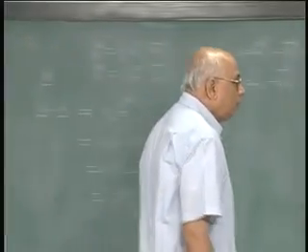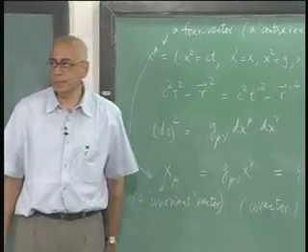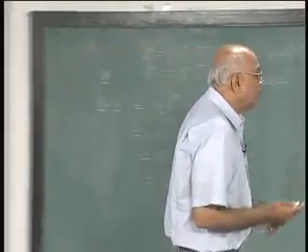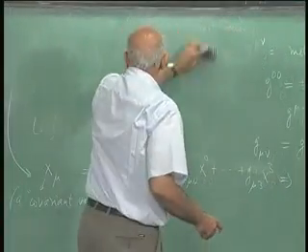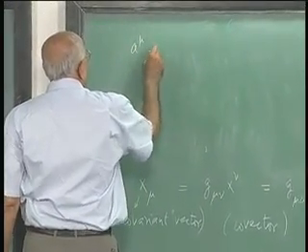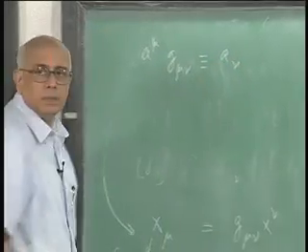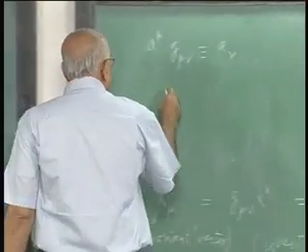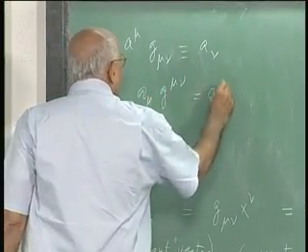So this G plays the role of lowering the index. Similarly, you can raise the index if you give me the upstairs vector. If you give me any vector A mu and I do G mu nu, this is equal to A nu automatically, by definition. Similarly, if you give me A nu and I do G mu nu, this is equal to A mu.